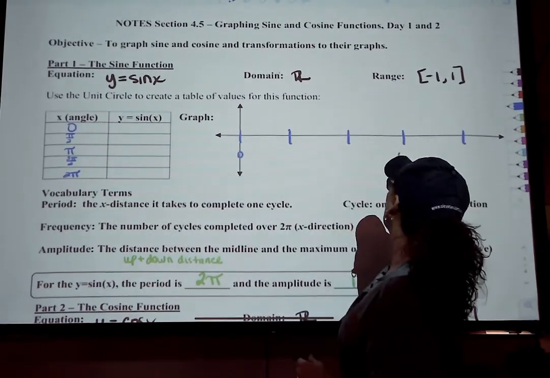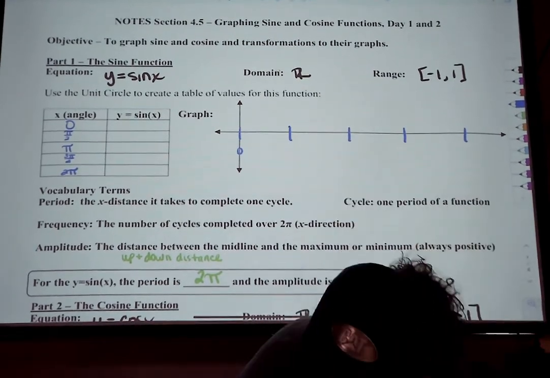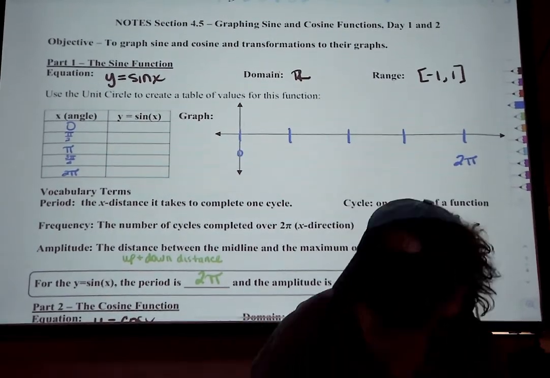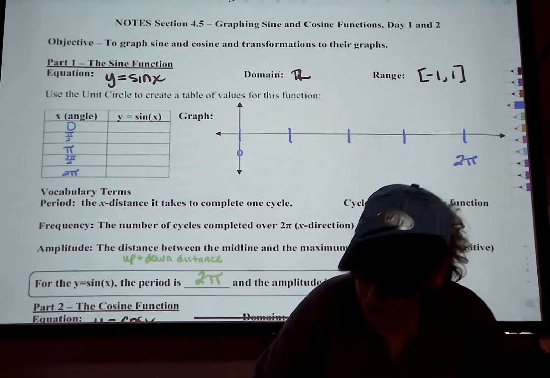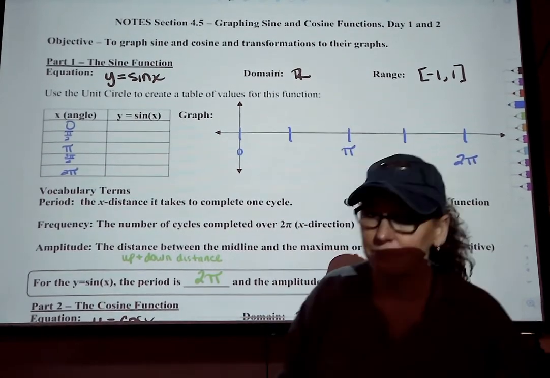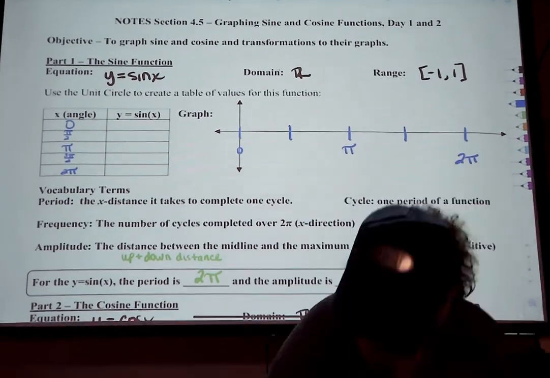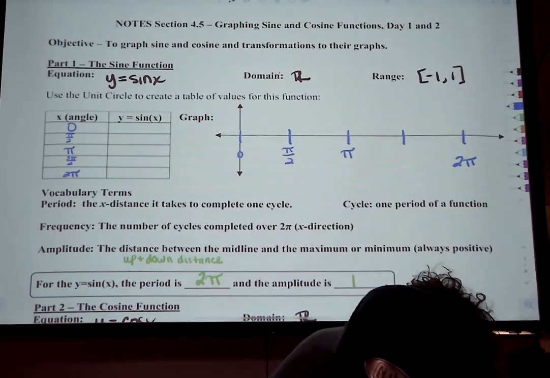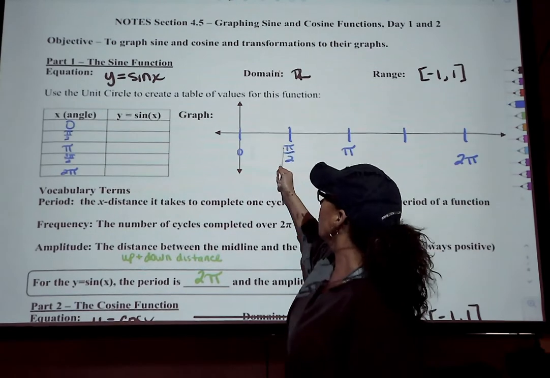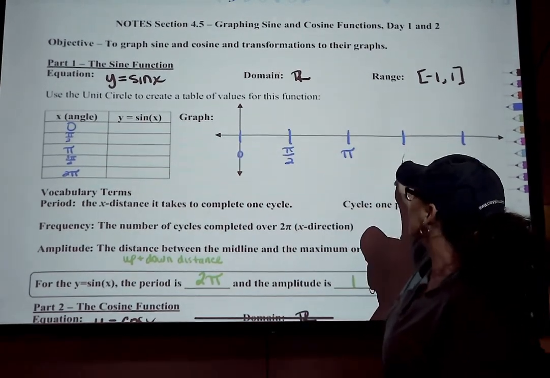Starts at 0. Where does it go to? 2 pi. Where's the halfway mark? 1 pi. What's half of that? Pi over 2. And it goes 1 pi over 2, 2 pi over 2, 3 pi over 2.